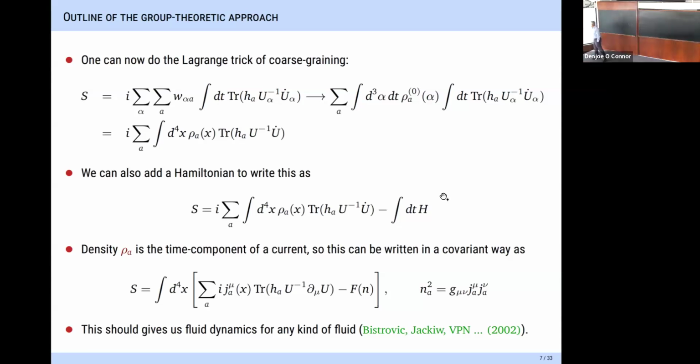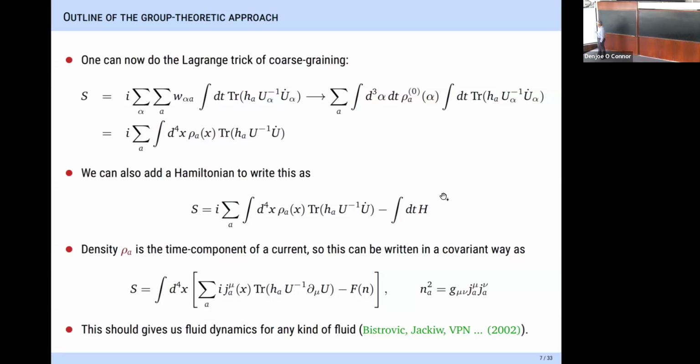So here is where we are. If I now take this and add it in some kind of Hamiltonian to it, this would be the full action. Because this is just talking about the representation of the particles and so on. It hasn't really talked about the dynamics. So I have to add a Hamiltonian to that. And then this would be the action.